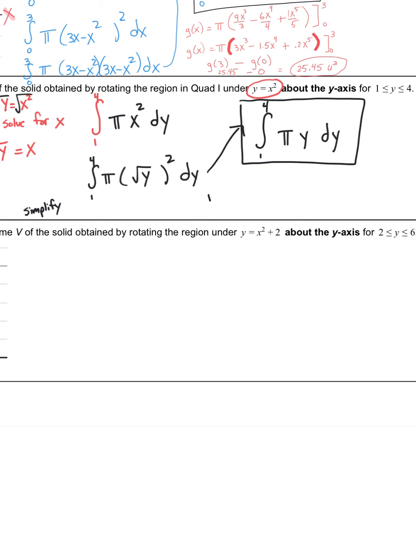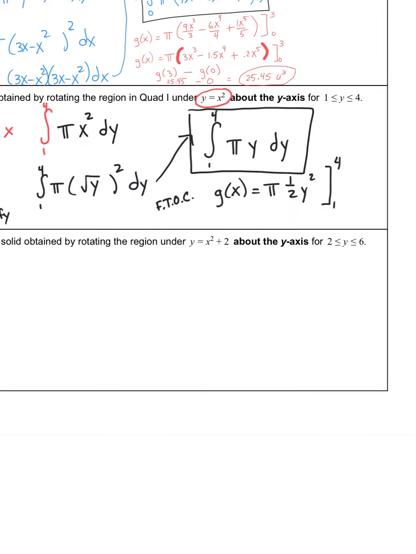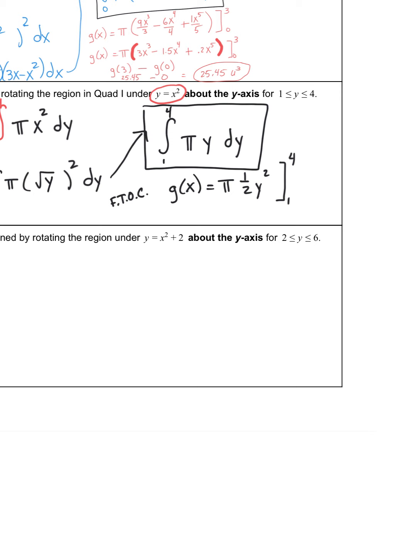Now we use the fundamental theorem of calculus to solve that. The first step is to take the antiderivative. Don't forget the pi comes along for the ride. The antiderivative of y using the power rule is simply 1/2 y squared. We use brackets to bring along the limits, and then we do our second step of the fundamental theorem of calculus. We plug in 4 and we plug in 1. So put the antiderivative into y equals and use your table.